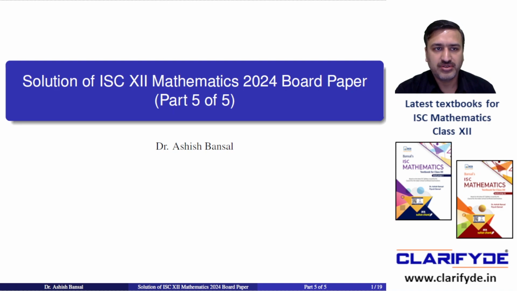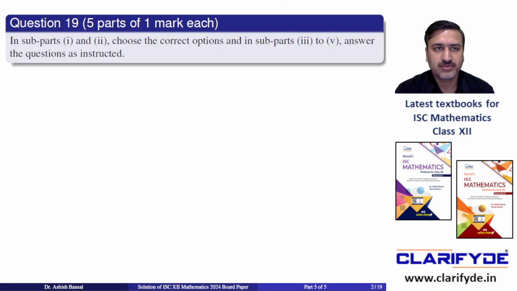In this video, we shall discuss the complete solutions of question number 19 to 22 of ISC 12 Mathematics 2024 board paper. This is question number 19. It has 5 parts of 1 mark each. In the subparts 1 and 2, choose the correct options, and in subparts 3rd to 5th, answer the questions as instructed.